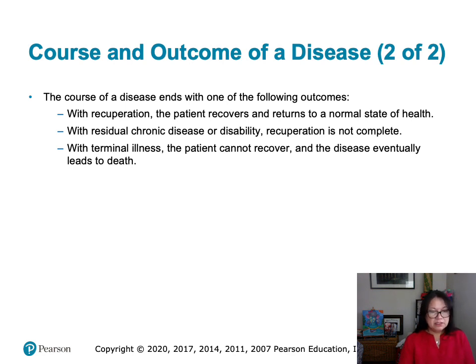Generally speaking, the course of a disease ends with one of the following outcomes. With recuperation, the patient experiences a recovery and returns to a normal state of health. With residual chronic disease or disability, recuperation is not complete. With terminal illness, the patient cannot recover and the disease eventually leads to death.